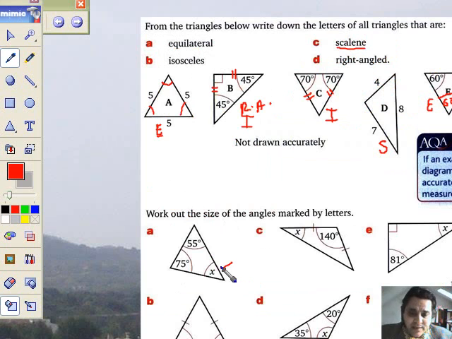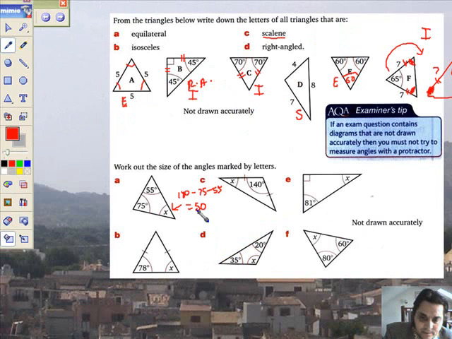Working out missing angles in a triangle, very straightforward. All adds up to 180, so I'm just going to say 180, take away the 75 and take away the 55. I won't have space to do all this working out, by the way. I might have to work in yellow down there in a minute. So 180, take away the 75 and take away the 55 gives me 50 degrees for angle X. Let's work down here. I'm going to run out of space.